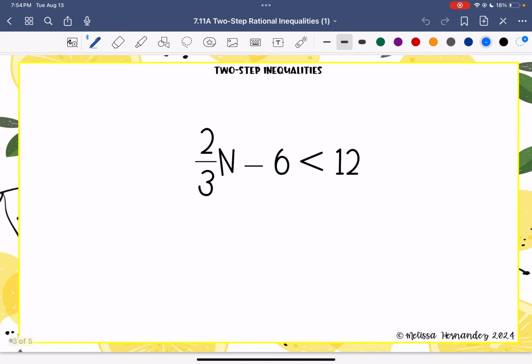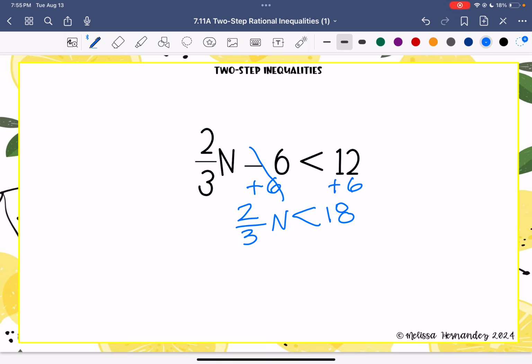So our first example says 2/3 times n minus 6 is less than 12. So we're still going to solve it using inverse operations. So I'm going to add 6 to both sides. When you have minus 6 plus 6, that equals 0. So our new inequality is 2/3 times n is less than 18. So you would really just divide both sides by 2/3.